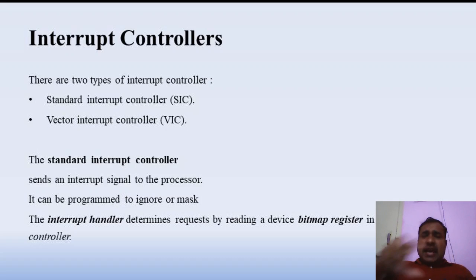The interrupt handler reads a bitmap register that is there in the standard interrupt controller. The standard interrupt controller will have a register, and each bit of that register corresponds to a particular interrupt. So the interrupt handler reads that register and checks whether any pending interrupt request is there. You can call it a bitmap register, and the interrupt handler will read that bitmap register and decide which interrupt has to be executed.